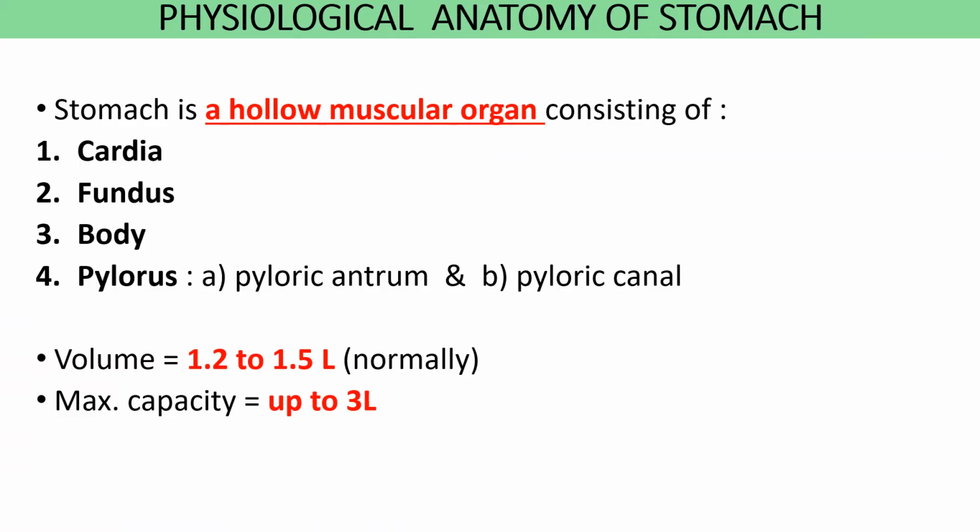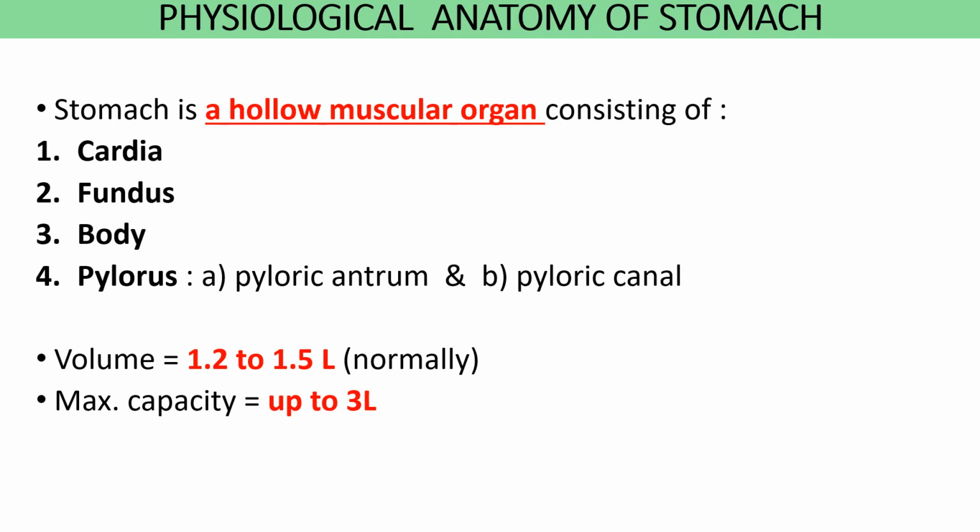Stomach is a hollow muscular organ made up of smooth muscle, consists of four parts. The first is cardia, that is the uppermost part which is in contact with the esophagus. The second is just adjacent to the cardia, known as fundus. The third is the body, and the fourth is the pylorus, which comprises the pyloric antrum and the pyloric canal.